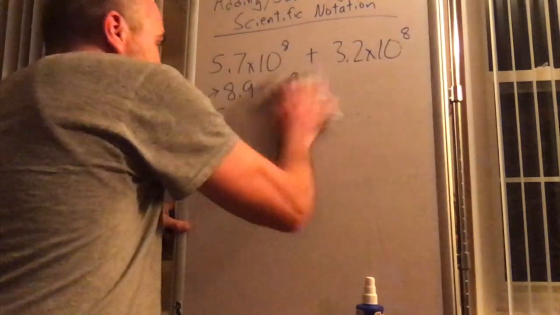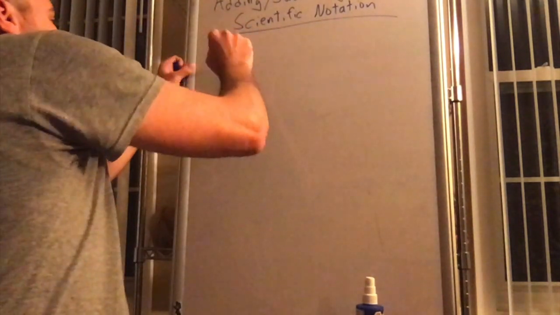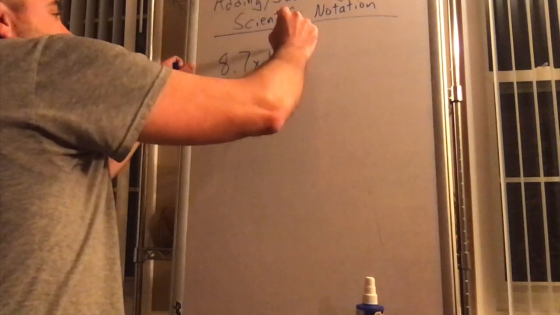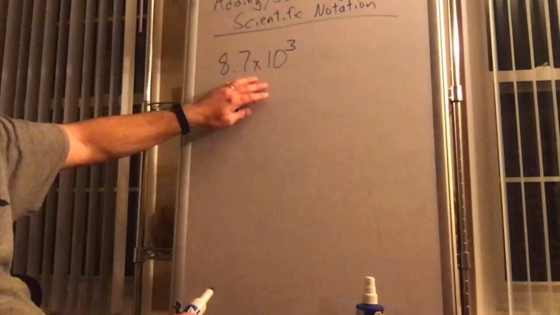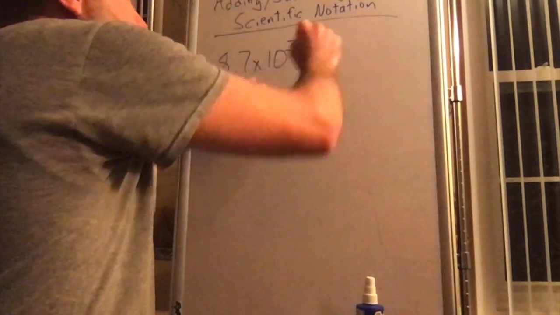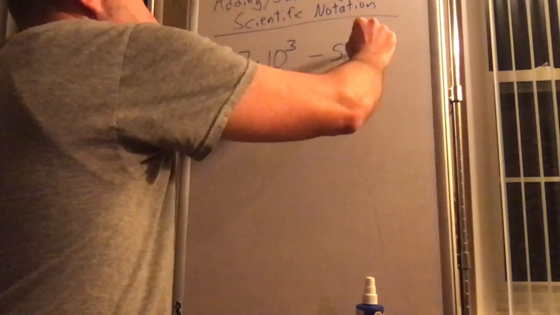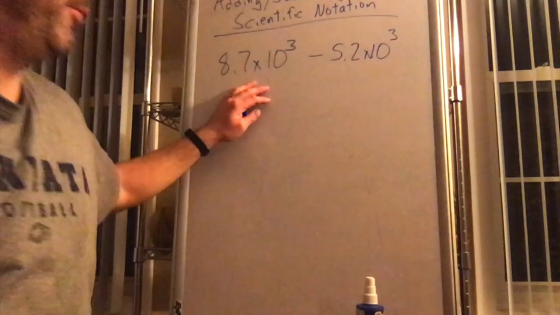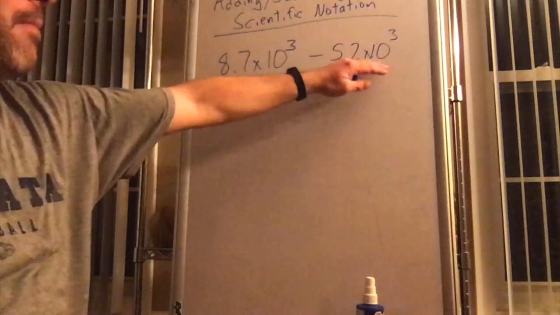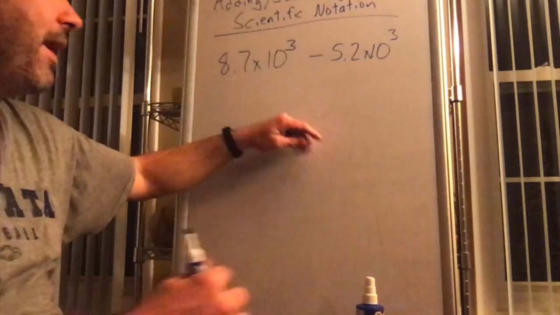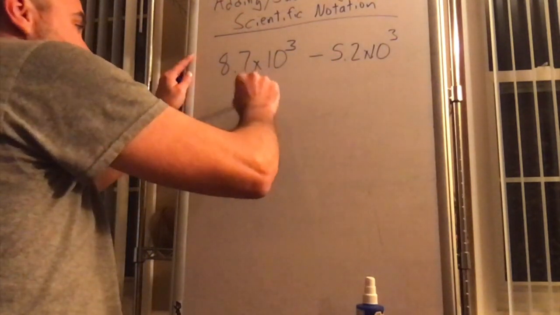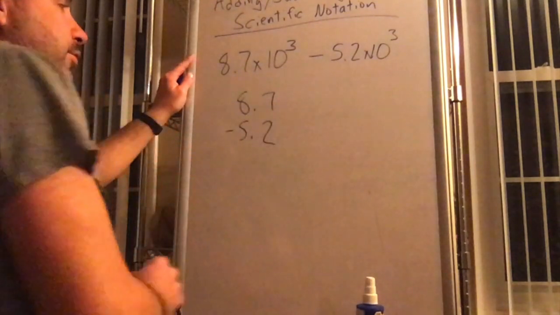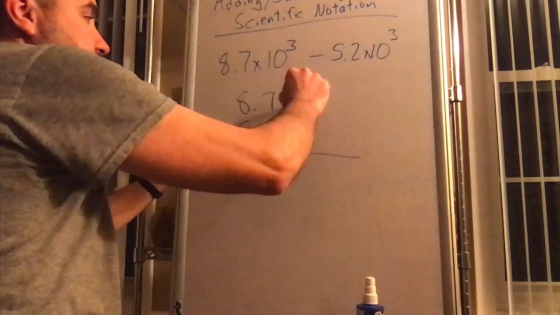So just another quick example. Say I have 8.7 times 10 to the 3rd power. So 10 to the 3rd power, that's 1,000. So we're basically talking about thousands here. Now I'm going to subtract 5.2 times 10 to the third power. So once again, I'm taking thousands minus thousands, so I'm going to get thousands back because these exponents are the same. So that means the 8 and the 5, they are in the same place. The 7 and the 2 are in the same place. So I can just subtract these.